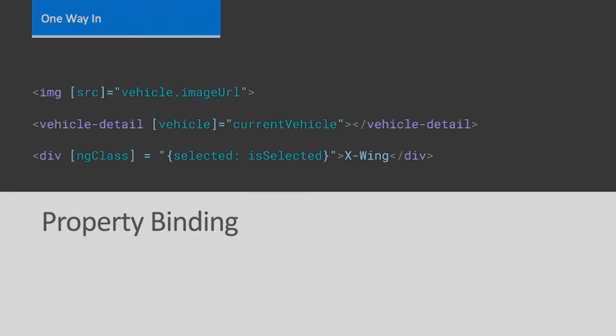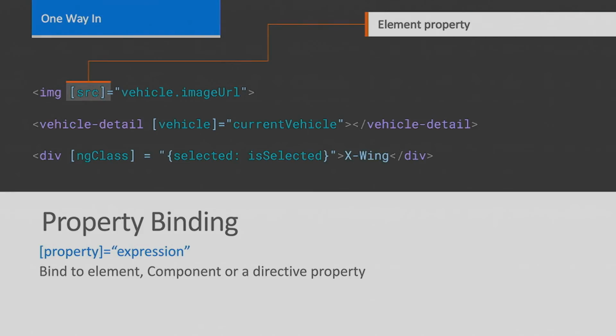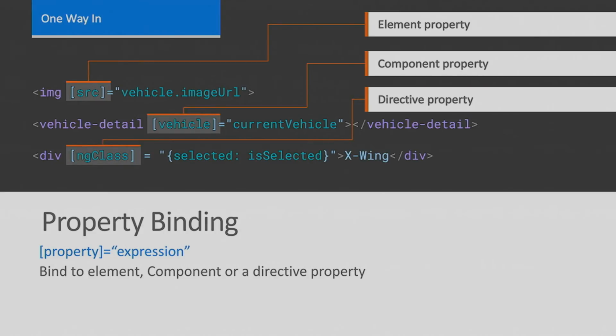You want to bind to your own property, like maybe make your own component. It's got an input property called vehicle. Just bind to it. Very easy to set up binding expressions. If it's square, it's a binding. So that's an element property. This is our component property. And that would be a directive that Angular gives us to help do with CSS classes.